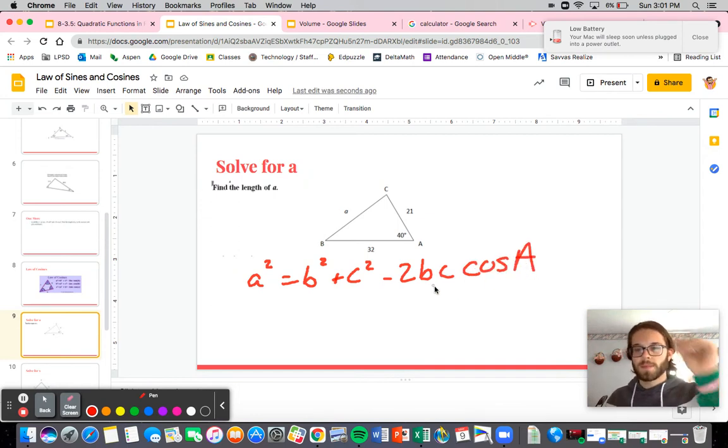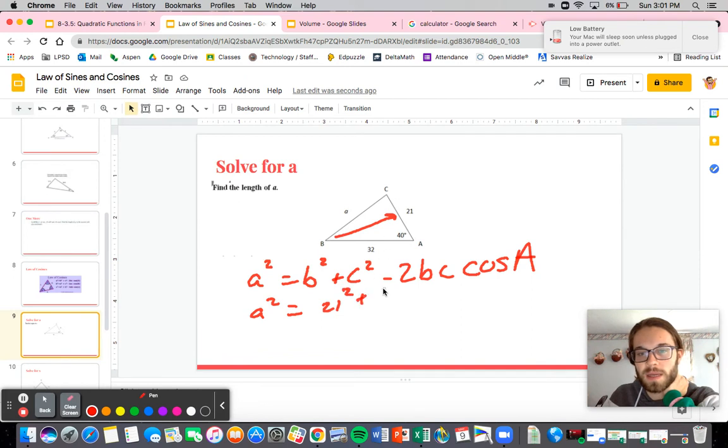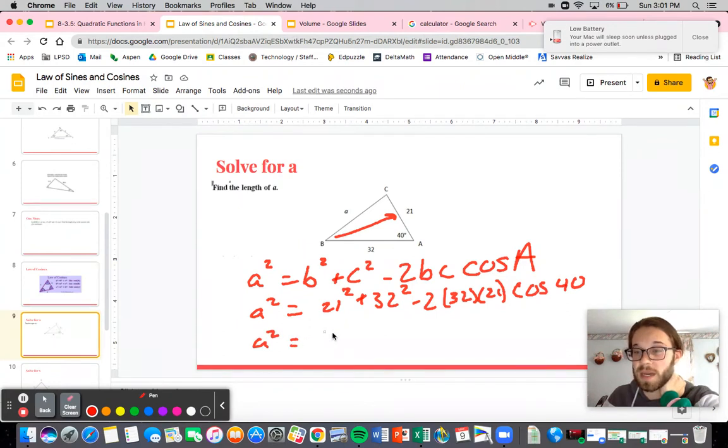All right, so now we have to just plug it all in, is really all it comes down to. So we have a squared is equal to, what is b squared? B squared, remember, that's the little b. 21 squared plus 32 squared minus 2 times 32 times 21. I think I just flipped those, but that doesn't matter. You're multiplying anyway. Cosine of 40. And now, really, you just kind of have to put this into a calculator.